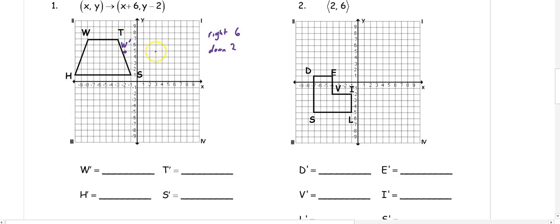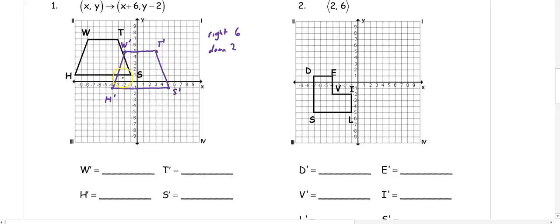moves right 6 down 2. S moves right 6 down 2. H moves right 6 down 2. And then I'm going to connect my sides to form my shape. Remember that the shape should look the same. We just moved it to a new place on our coordinate plane.